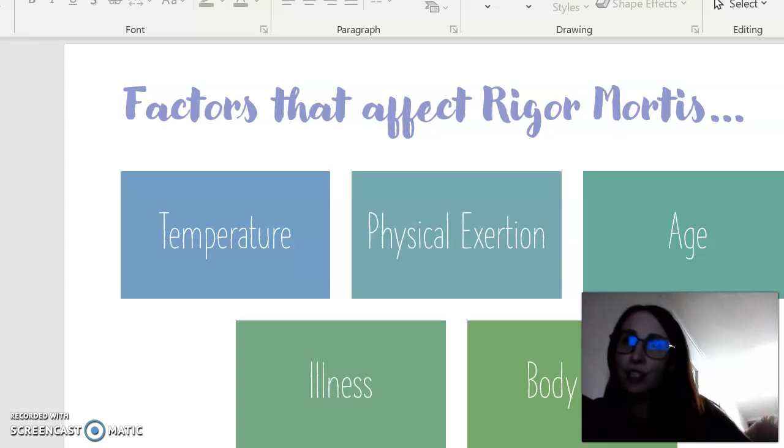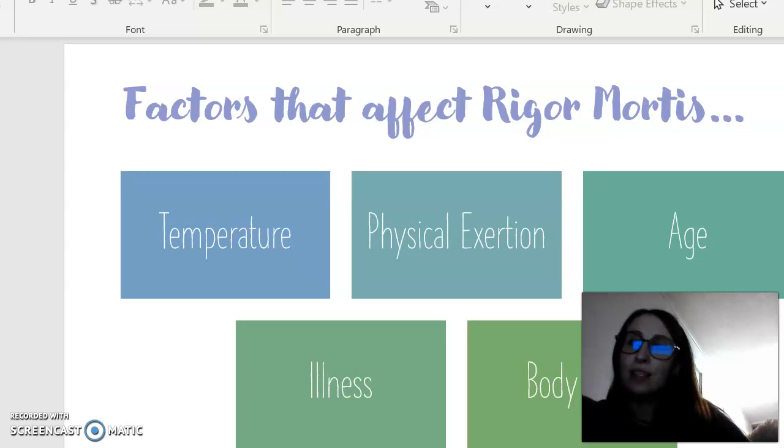The muscles do return back to a relaxed state as decomposition continues. There are factors that can change how quickly the body goes into rigor and the stage of rigor, how rigid the body is. Those are temperature, physical exertion, age, illness, and body fat. For example, temperature: if the decedent dies in a warmer area or if it's hot, this can cause rigor mortis to occur quicker.